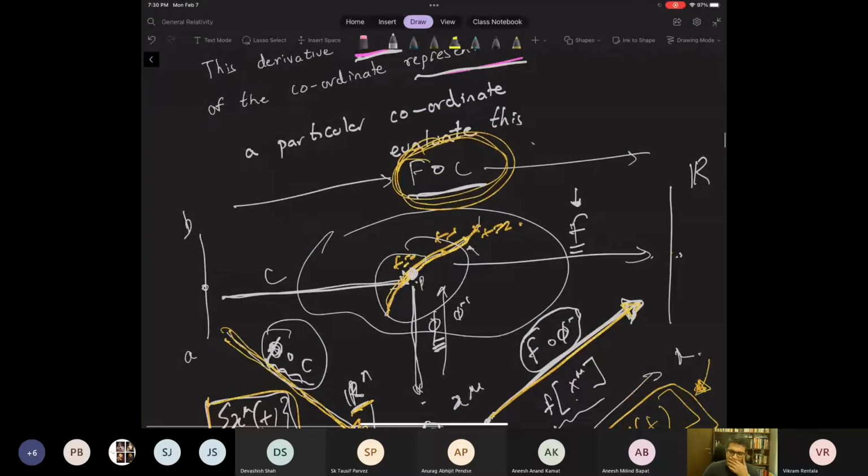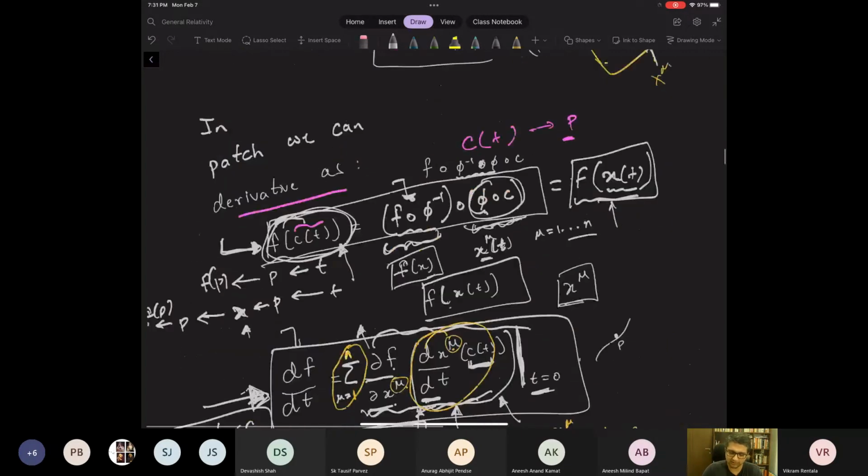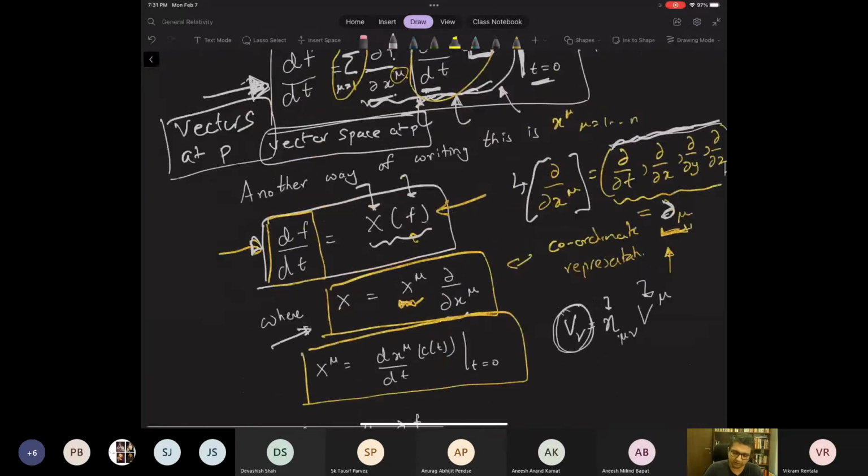point P. But this notion of the derivative, sorry, the tangent vector at this point P, should not depend on this function f. I don't want to specify a function on the manifold to define a vector, right? The vector should exist independently of this function. So the clever way that mathematicians define this vector is to define this operation itself. The operation. So when you take df/dt as the tangent, you write it as X of f.